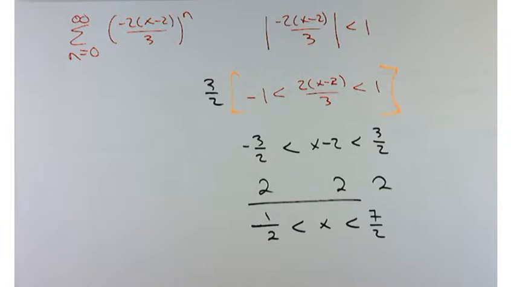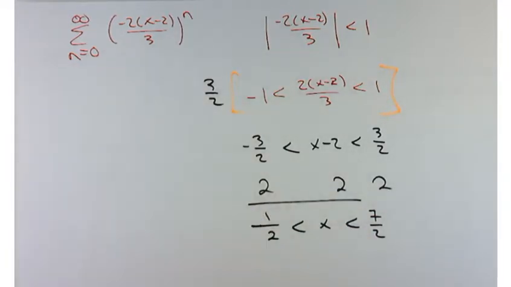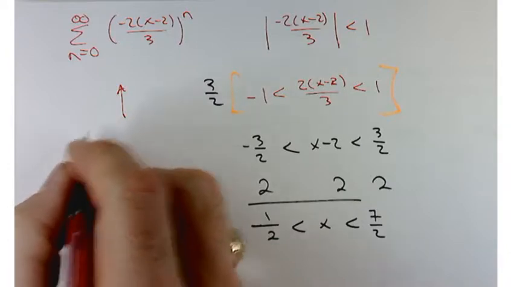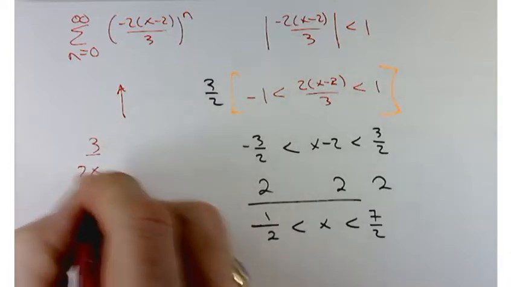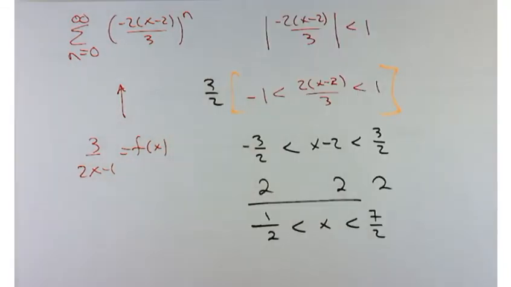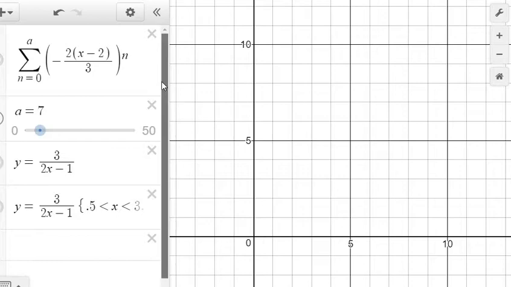Let's actually see that. It's kind of hard to imagine that this kind of stuff actually works, that somehow this is really equivalent to that original function that we started out with. That is, this is equal to 3 over (2 minus x), or 2x minus 1. That should be true on our interval. Let me see if I can do that for us. Let's see. Desmos. There we go.